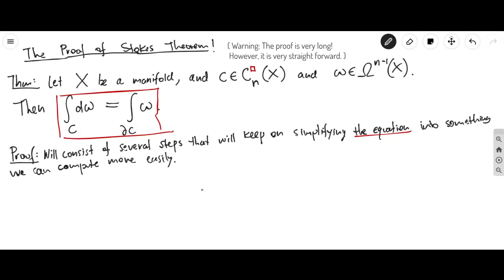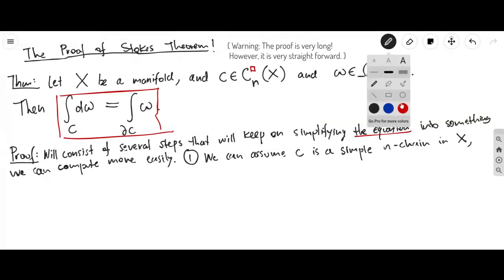So the first simplification, you can say this is the first way you can simplify this. We can assume that C is a simple n-chain in X. What does it mean to be a simple n-chain?